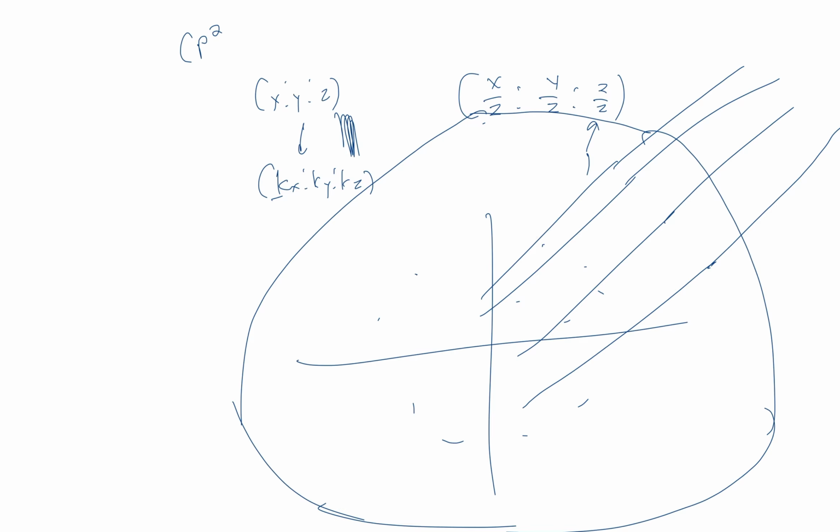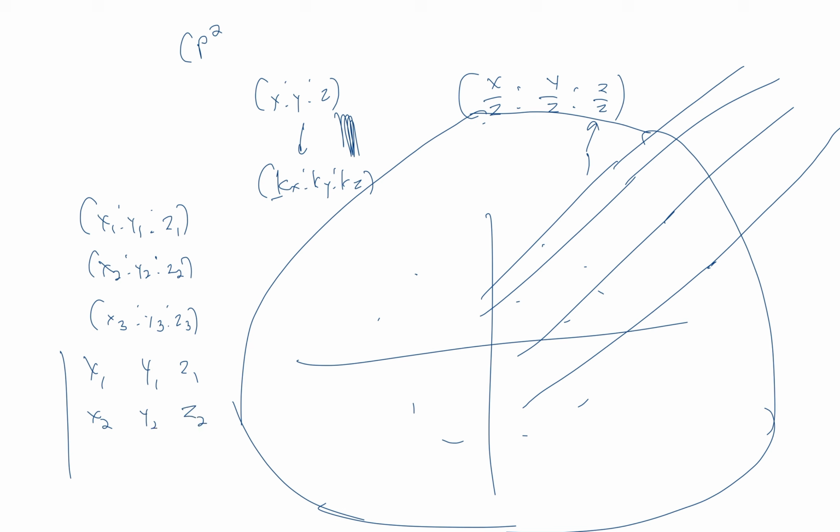Okay, so now that we've defined the complex projective plane, it makes sense to state some properties about it. Let's say we have 3 complex projective points, x1, y1, z1, x2, y2, z2, and x3, y3, z3. They're collinear if and only if this determinant is 0. But in moving points, we don't care about the determinant itself. We just care about its degree.